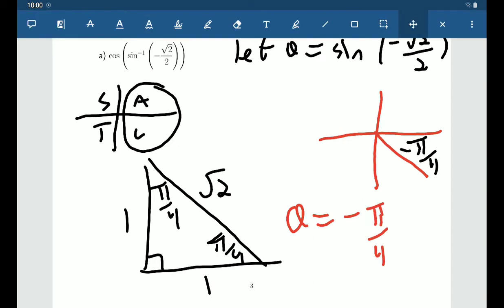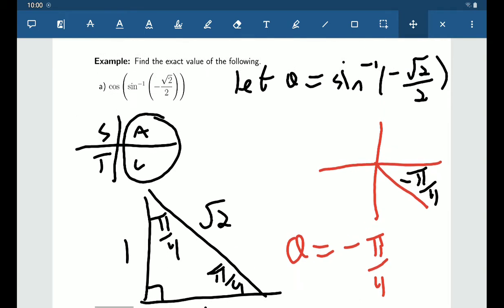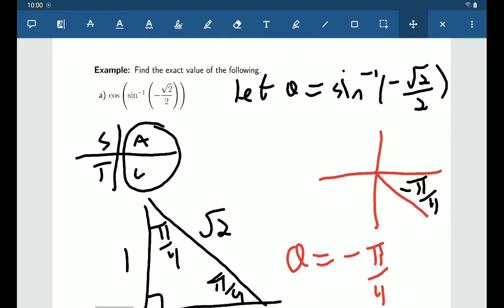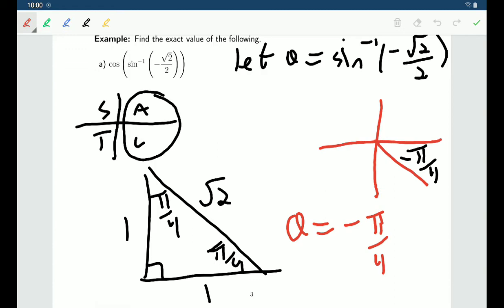And now, once I know that, I'm most of the way there, because remember, we were looking for cosine of sine inverse of negative root 2 over 2, but sine inverse of negative root 2 over 2 is the same thing as theta.